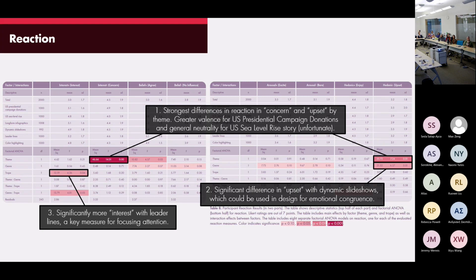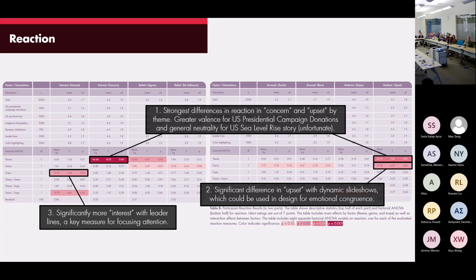One interesting thing is that there was a significant difference in upsetting this by dynamic slideshows. And so we often want a positive emotional experience, but sometimes the topic is upsetting, and we should have a congruently upsetting response. So even though we might not always want to be using dynamic slideshows, there might be a purpose for them if there's an emotional congruence.